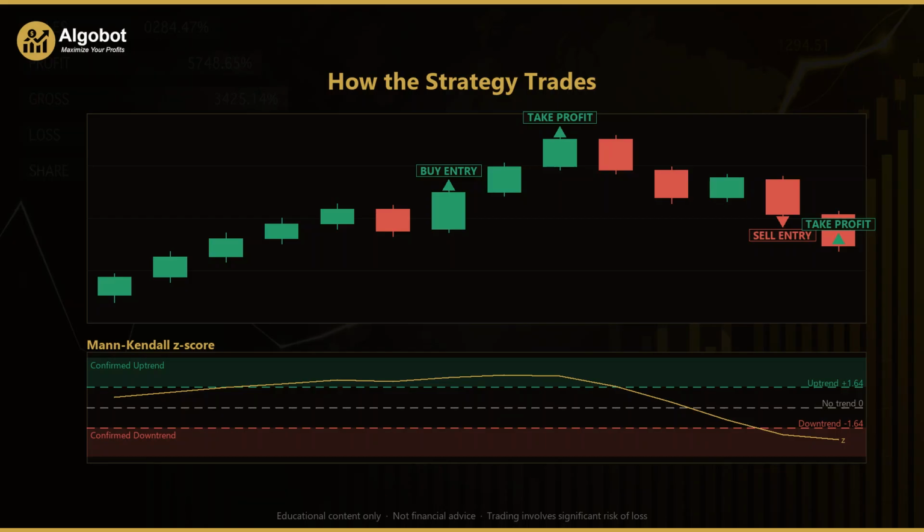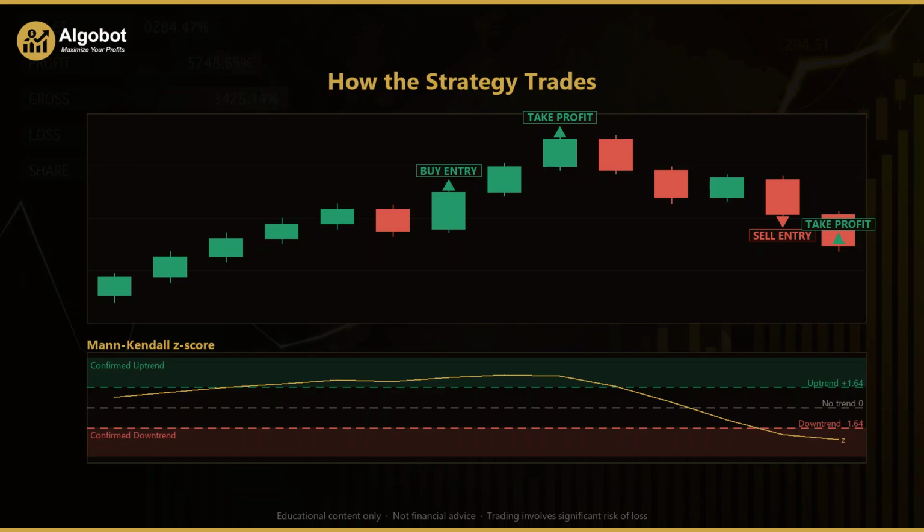That is the whole idea. Use the rank-based test to filter out choppy, directionless markets, and only act when both the statistics and the price pattern agree. And remember, had the z-score flipped against an open trade before the target was reached, the strategy would have closed that position early on the reversal rather than waiting. This is an illustration of the logic for educational purposes, not a prediction of how any real trade would unfold.